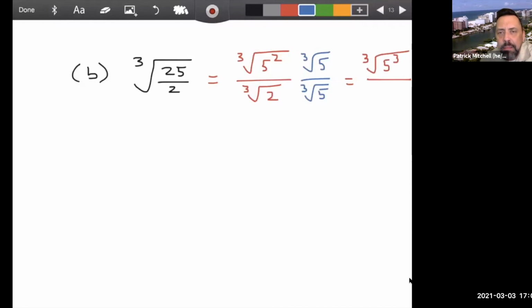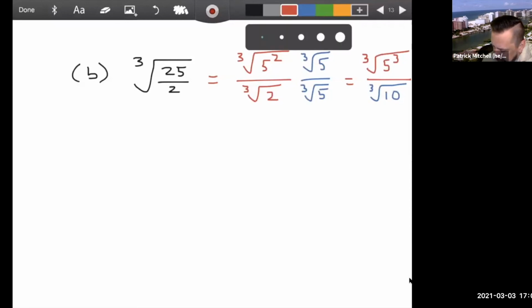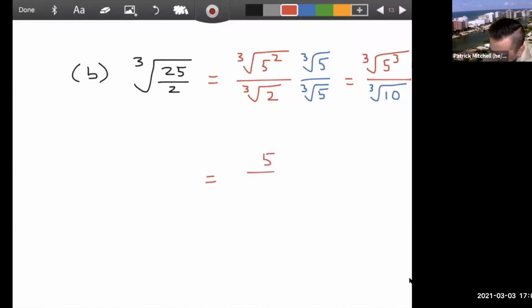All right, that's going to make our denominator cube root of 2 times the cube root of 5, which is cube root of 10. And the cube root of 5 cubed is just 5. So final answer, 5 over the cube root of 10.